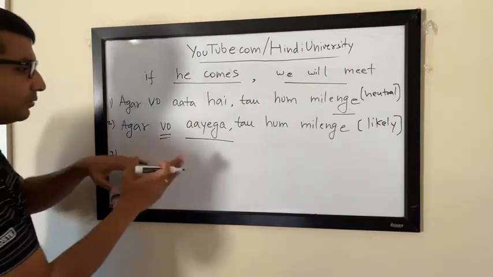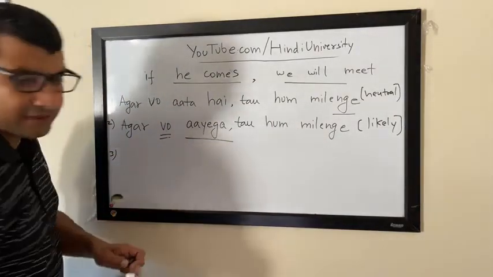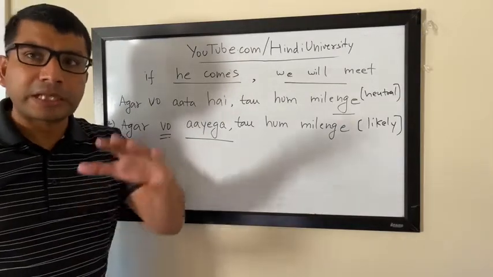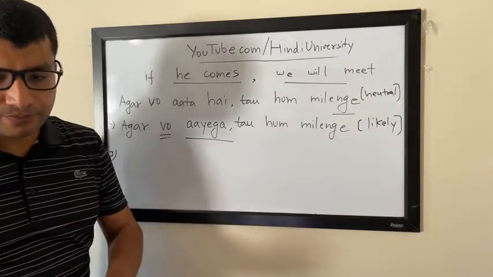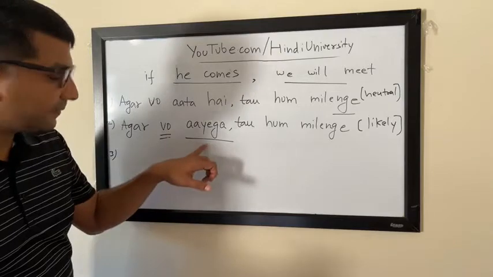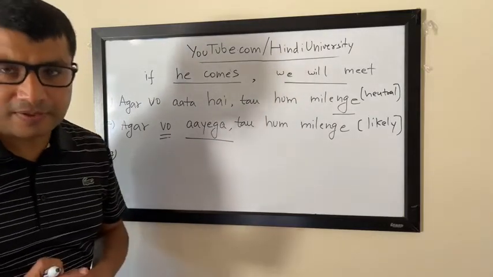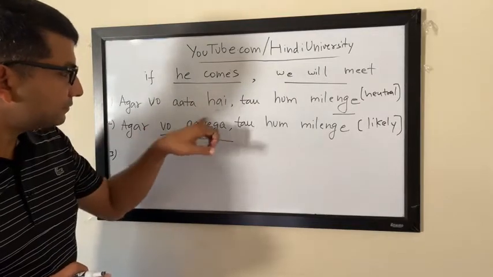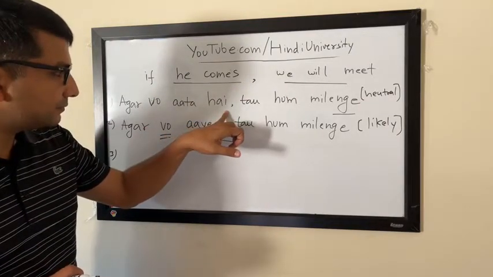You got it, right? The third one is subjunctive and future indefinite, which is what we will do now. We are looking at three scenarios. Okay? Asuji, yeah. I have a question. Go for it. The first one, agar wo aata hai, can we omit hai?